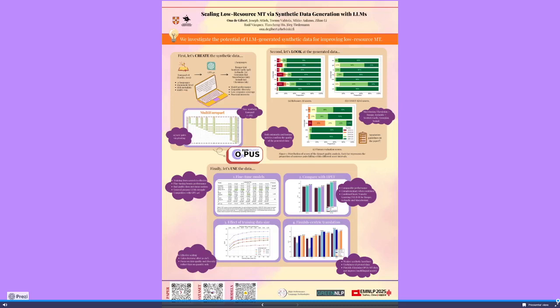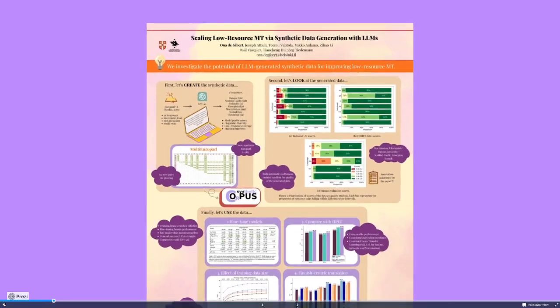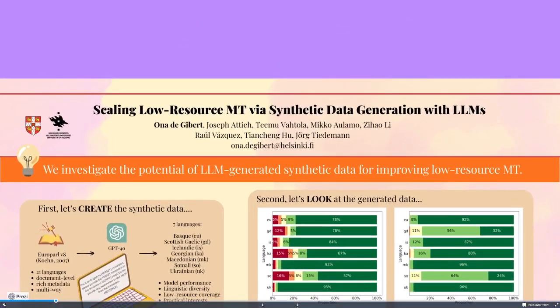Hello everyone, my name is Ona de Gibert and today I will be presenting to you our paper, Scaling Low-Resource MT via Synthetic Data Generation with LLMs. This paper is the result of a collaboration of me and my colleagues at the University of Helsinki and also some colleagues at the University of Cambridge. In summary, we investigate the potential of LLM-generated synthetic data for improving low-resource MT.